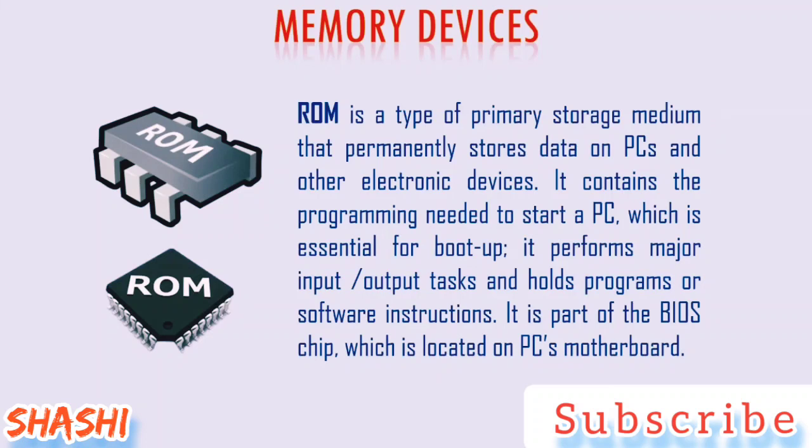Read-only memory. ROM is a type of primary storage medium that permanently stores data on PCs and other electronic devices. It contains the programming needed to start a PC, which is essential for boot up. It performs major input/output tasks and holds programs or software instructions. It is part of the BIOS chip, which is located on the PC's motherboard.